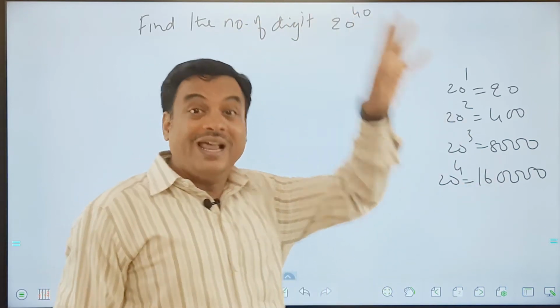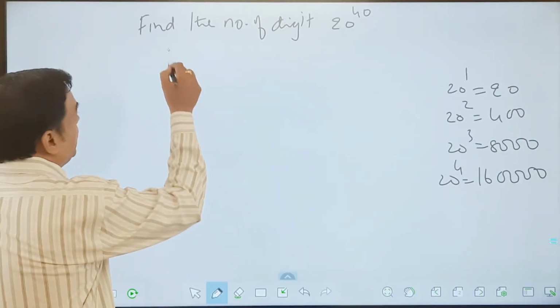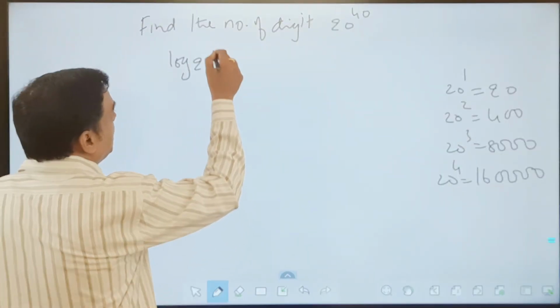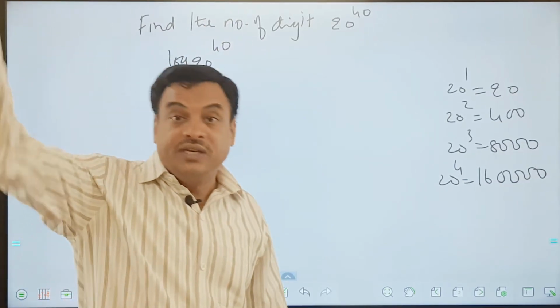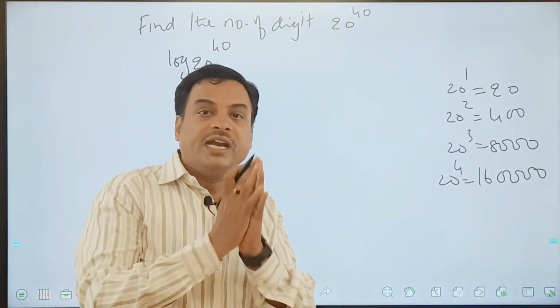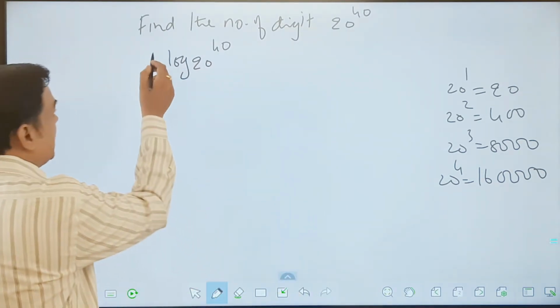So 2 power 40 will have how many digits? That is the question. To find that out, I'll apply log. You know, log will minimize the effect of powers. Though the power is 40, 100, 200, 300, it can be any power given to you, it will have a minimum effect now on the value. Now let us get this, all of you.